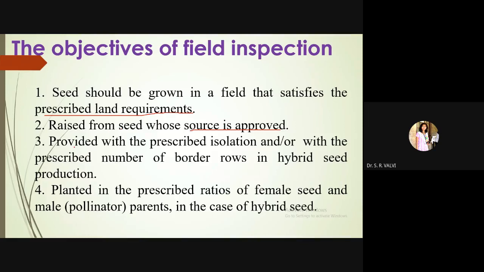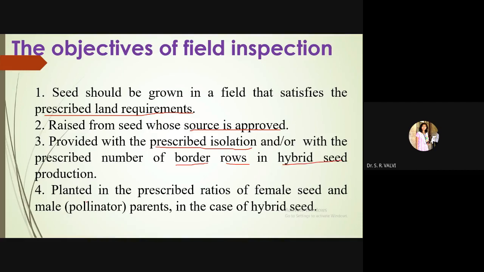The next, third point: it should be provided with the prescribed isolation. See, yesterday also I discussed this. The field should be isolated, or provided with the prescribed number of border rows in hybrid seed production. Suppose you want to take a crop of hybrid seed, then you have to mention the number of border rows, how many rows there are, before doing field inspection. So that should be done in case of hybrid seed production.